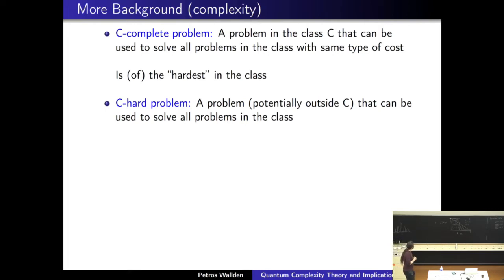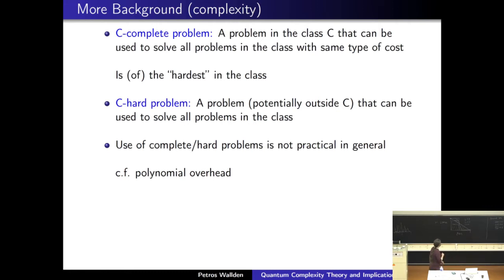A C-hard problem is a problem that suffices to solve all the problems in that class, but it may or may not be in your class. So it may be outside your class, but still you can use that to solve all the things in the class, right? Okay. So this is the definition.